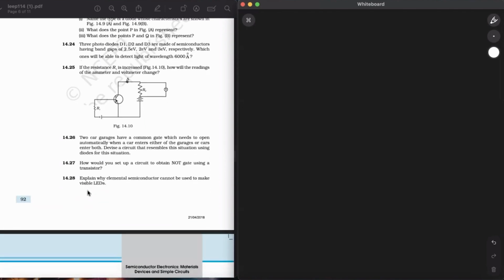Question number 26 says that two car garages have a common gate which needs to open automatically when a car enters either of the garages or cars enter both. Draw a circuit that resembles this situation using diodes. Okay, so this is a very good, nice question. I'll show you.